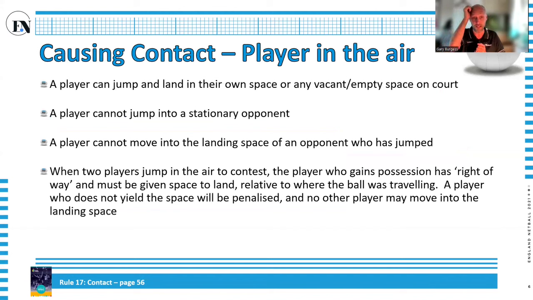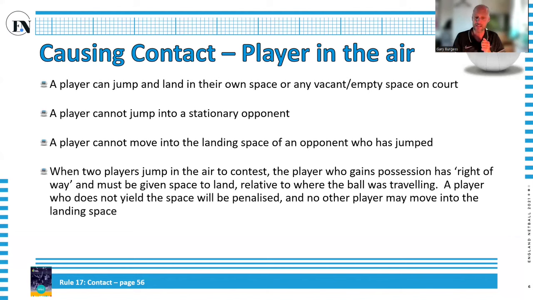So, some additional updates for causing contact. Now, the rules, as I said earlier on, have been updated to protect player safety, even more so in the game management area of the rules. But the causing contact rules with regards to a player in the air now say that a player can jump and land in their own space, so up and down, or they can jump from their position into any vacant or empty space on the court. Now, that's really important when we're talking about causing contact because it does mean that if a player jumps in the air, catches the ball and lands on an opponent, an umpire has to think, did that player occupy that space before the player jumped in the air? Because if they did, jump, catch, and land, and that player has always been there, the player that's in the air is going to be penalised for causing contact.